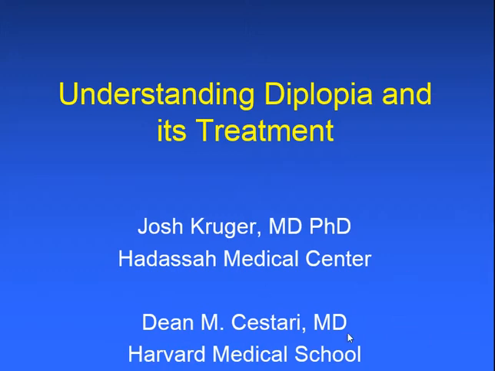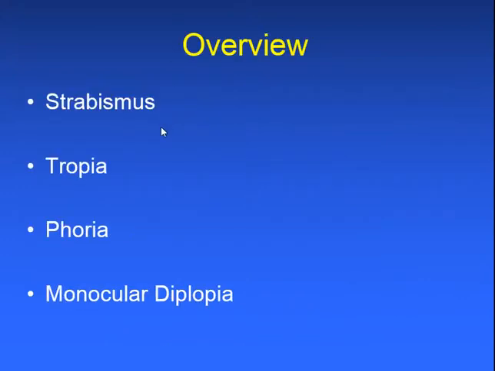This is a talk that is based on a lecture that was given during my fellowship with my mentor, Dean Sestari, and slightly modified. And so we're going to be focusing on the topic of diplopia here. So in this part, we're going to discuss what we mean by strabismus and terms such as tropia and phoria, and finally what we mean by a monocular diplopia.